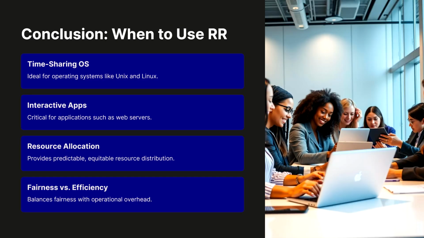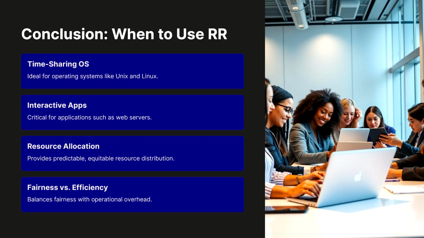So to conclude, round robin is most appropriate for time-sharing operating systems like Unix and Linux, and interactive applications like web servers and desktop operating systems, where we want quick response time and balanced load between processes so nobody starves. Just remember, tuning the time quantum is important.